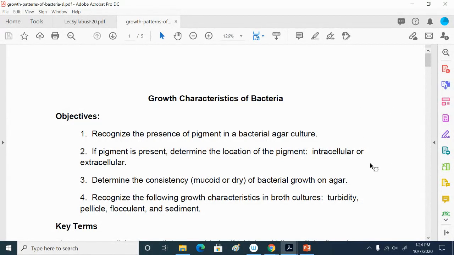So we are going to determine if bacteria produce a definite pigment and where that pigment is located. We'll also look at the consistency of bacteria, and we focus on just two consistencies, mucoid or dry. And then we'll look at broth characteristics like turbidity, pellicle, flocculent, and sediment.